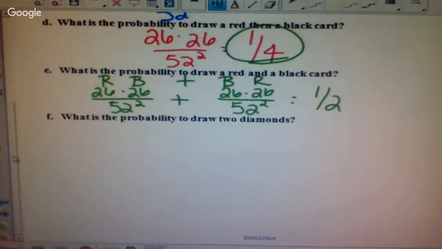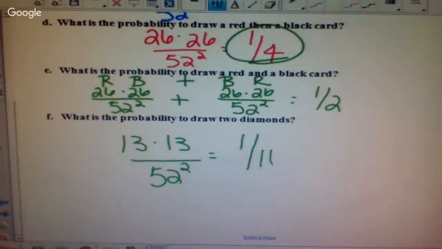Okay. Finally, F. I want 2 diamonds. How many options do I have the first time I want a diamond? 13. And the second time I want a diamond? 13. Just 13. Yes. Juan just said, dang, I need to learn my cards.